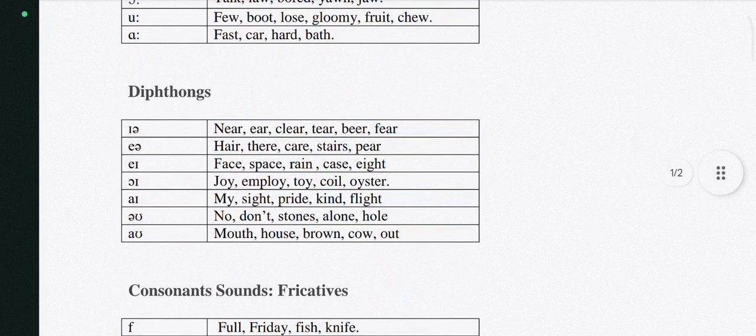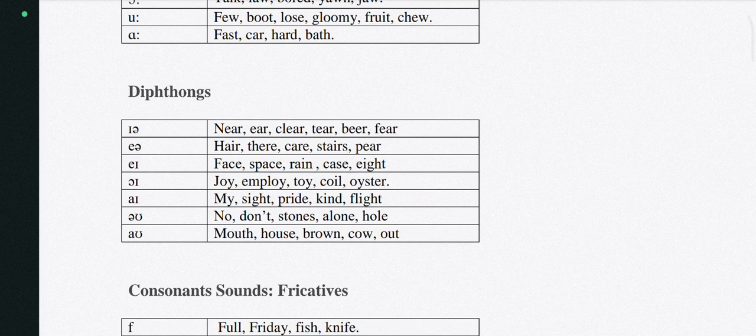In diphthongs, you have two phonemes put together. You see, E and A makes ear. Okay. So, how do you pronounce these words? Near, ear, clear, tear, beer, fear. Okay. So, that is how you pronounce a word. So, for that ear sound, we have two phonemes combined together. They come together and we are making the sound ear. Then we have the second one you see. A and A. Okay.